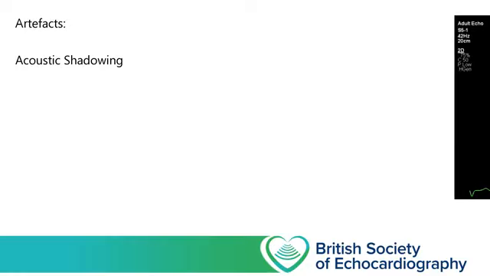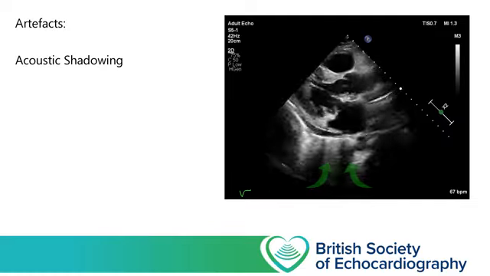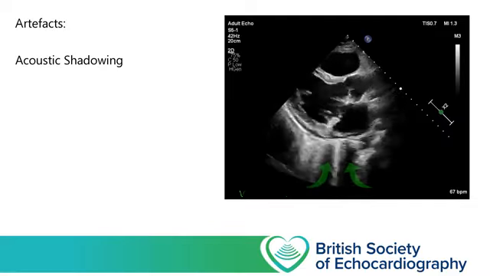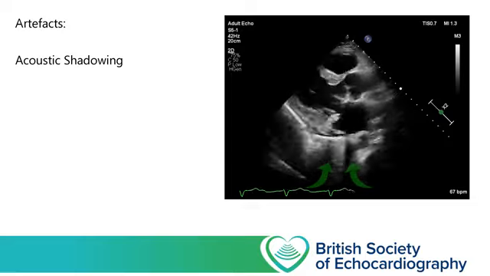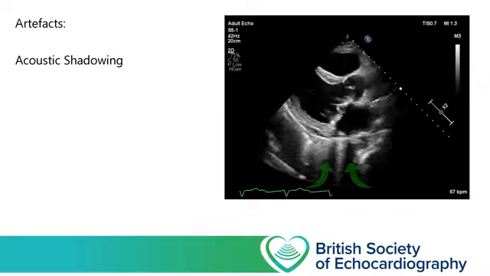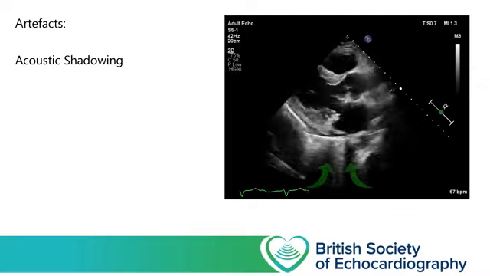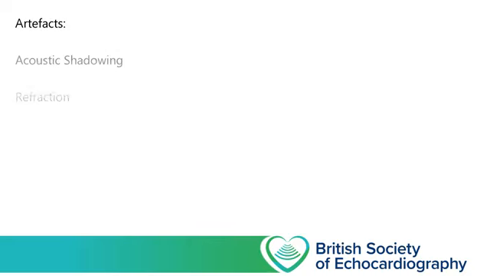So for example, a prosthetic heart valve or a metallic heart valve will cause dropout beyond the reflective surface. So let's have a look at this example. This is a parasternal long axis view and you can see this patient has a prosthetic mitral valve replacement in the mitral valve position. And in the far field, so beyond the valve, in the posterior wall of the left atrium and beyond, you can see these dark shadows highlighted by the arrows, which are dropouts caused by acoustic shadowing.